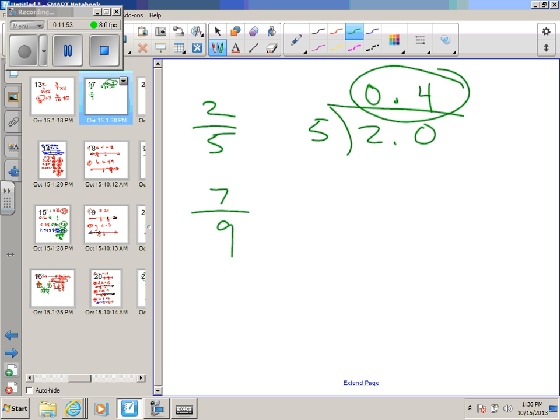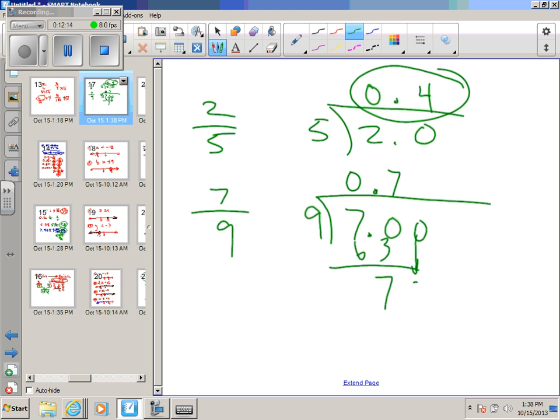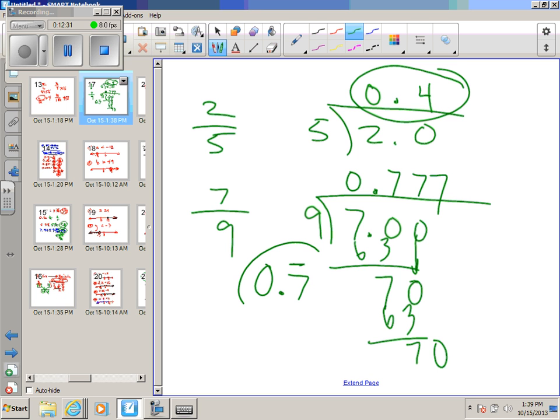Seven ninths. 9 on the outside, 7 on the inside, 9 going into 7, 9 into 70. Yes. And it's 63. 9 into 70. How am I going to shorten this up, Sadie? Any of the 7s, let's just use that first one, right? Okay, that's called a repeating decimal.